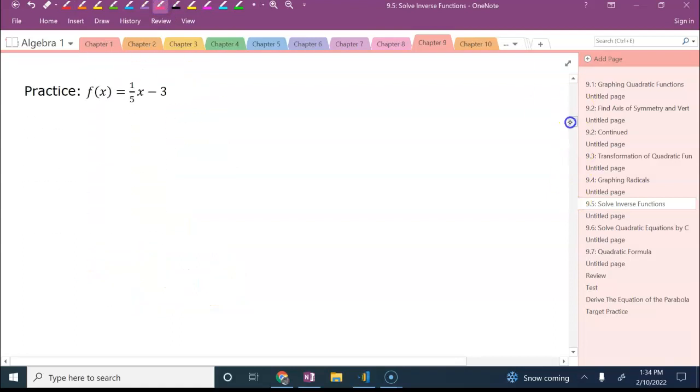So pause the video, try to do this one as much as you can, and then resume watching when you're ready to see the solution.